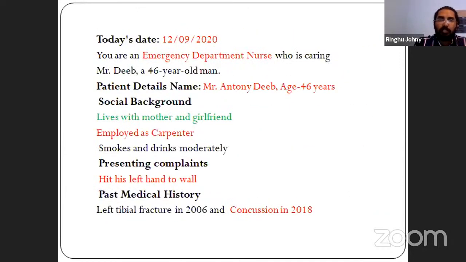Let's have a look. For the social history, we're going to say Mr. Deeb is a carpenter who lives with his mother and girlfriend. Here we can use present tense. His medical history is unremarkable except for a concussion in 2018. So that's the second sentence. Those are the only two things we need: one, social history; second, the past medical history.